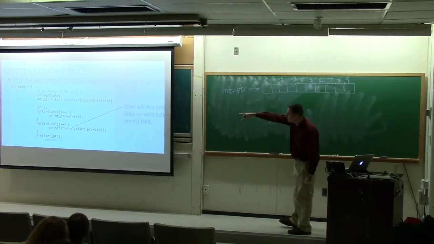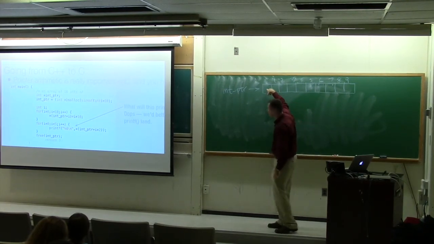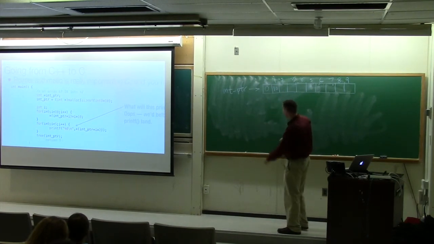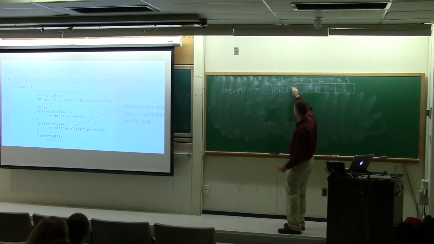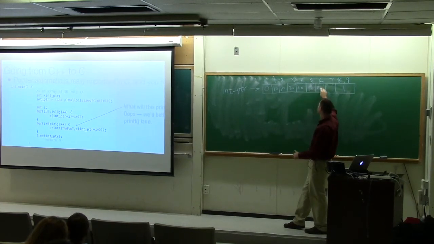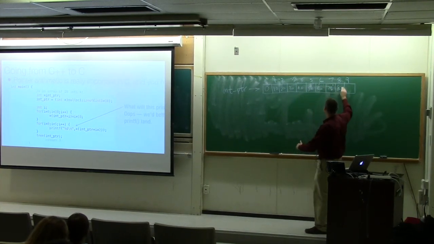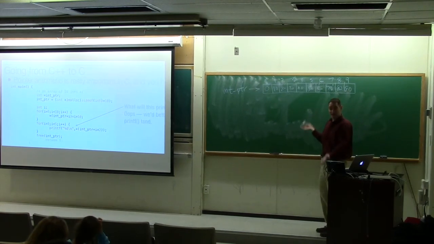Okay, so what do we put in box 0 then? 0. And what goes in box 1? 10, because it's whatever the i is times 10. So then it's 20, 30, 40, 50, 60, 70, 80, 90. Okay, everybody got that so far, right?